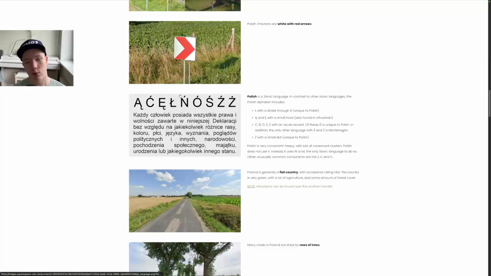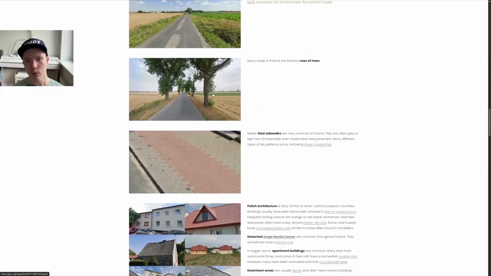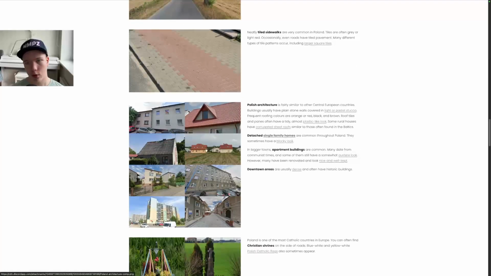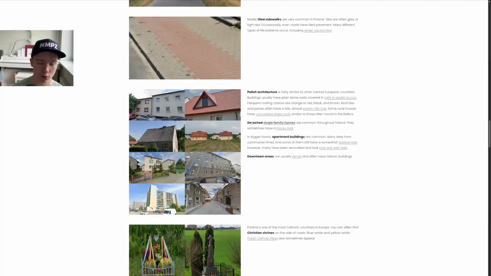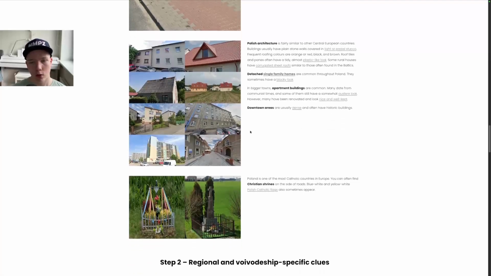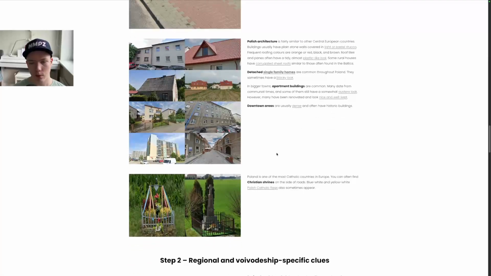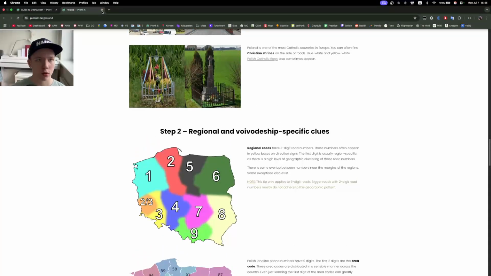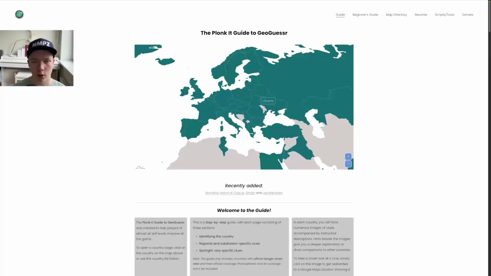Polish, really recognizable language. I don't think I really need to talk about that too much, but just this letter, this L, with a stroke through it. A lot of roads that are lined by rows of trees. Polish architecture, again, looks like a bit of Central European, bit of Eastern European stuff here. Don't know about this. Not too sure if that's even really true.